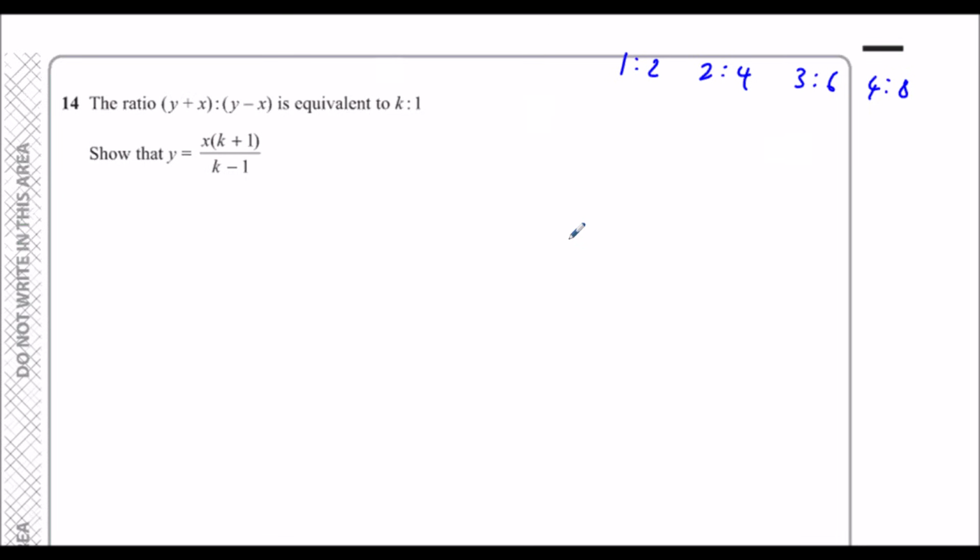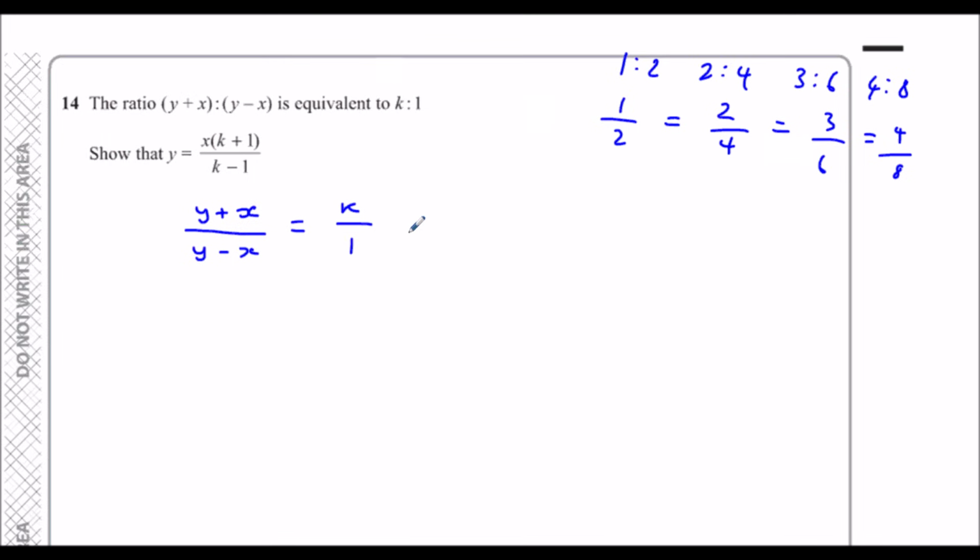And because they're equivalent, we could say left side over right side equals left side over right side. So where I've got equivalent ratios, that means the proportion's the same. So I can change this statement into y plus x over y minus x equals k over 1. And we're being asked to rearrange this to give y as the subject of the formula.